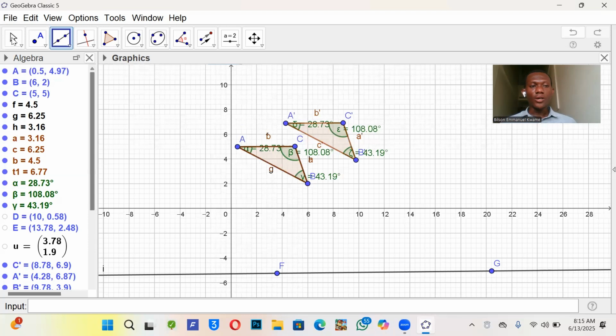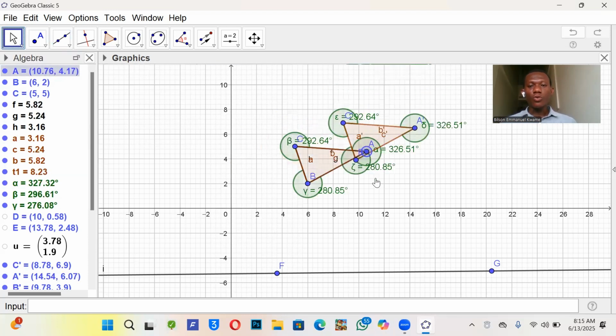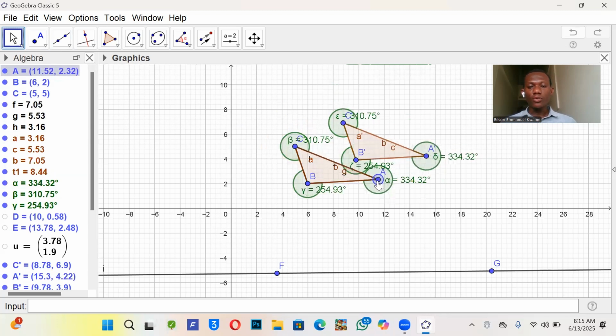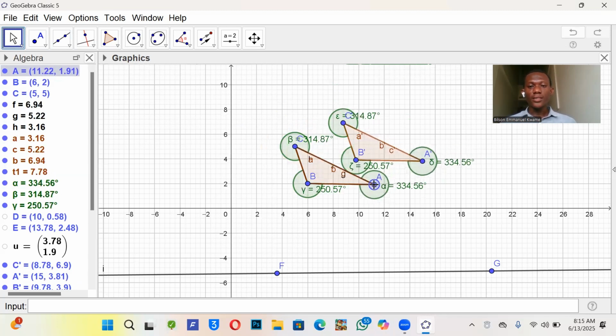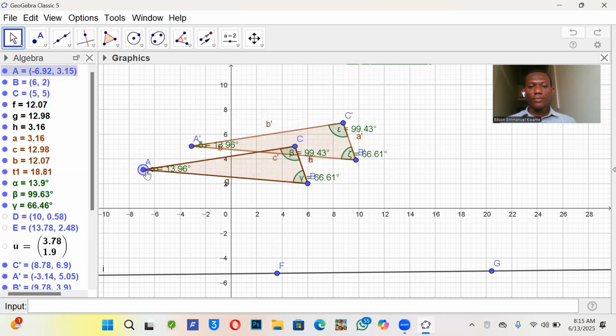Then let me position the triangle well so that I can clone. So we clone the original triangle, right? We don't clone the clone. Do you get it? So now I'm going to clone the original triangle.